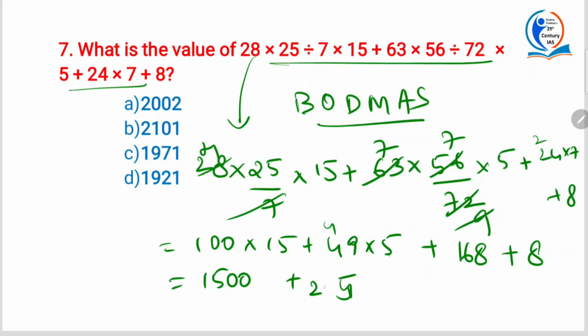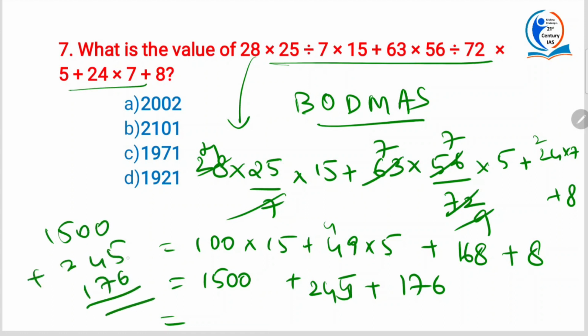5 fours are 20. 20 plus 4 is 24. So 245 plus 176. So it is 1500 plus 245, 176. Now just observe the units and tens digit. It is 11, 7 plus 4, 11 and 11 plus 1 is 12. Okay. So units and tens digit is 21. So don't add the other places, just the units and tens digit would suffice for this particular question. So 21 in units and tens digit, it's here. So D is the answer.